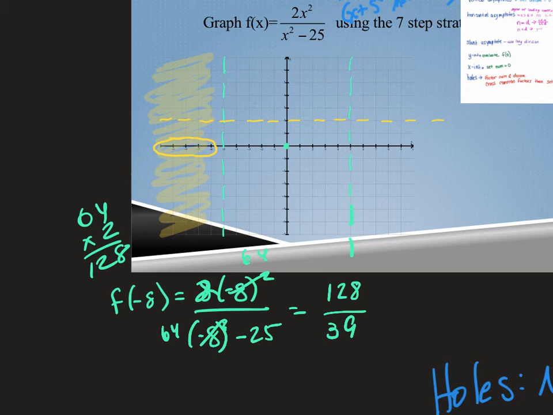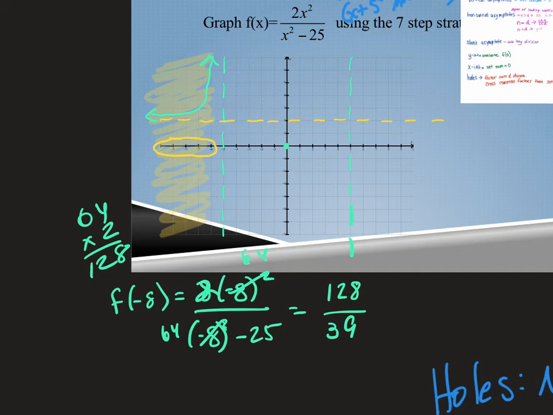Is that number, whatever it is, above or below 2? Does 39 go into 128 more than 2 times? Yes, it does. Does everybody understand that? So where should my boomerang be? Should it be above the horizontal asymptote or below it? Above it. It should be above it. So I'm going to draw it right there.